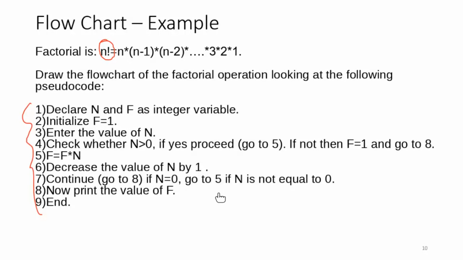What's the first thing? The first thing is that we have declared n and f as an integer, and then we initialize f to be 1, and then we enter the value of n, and so on and so forth, okay?